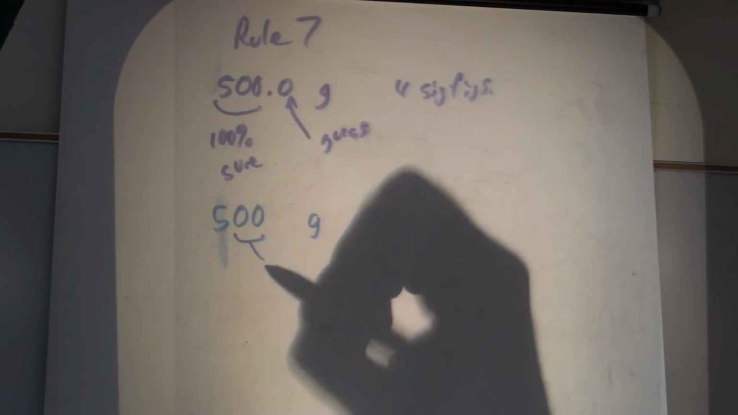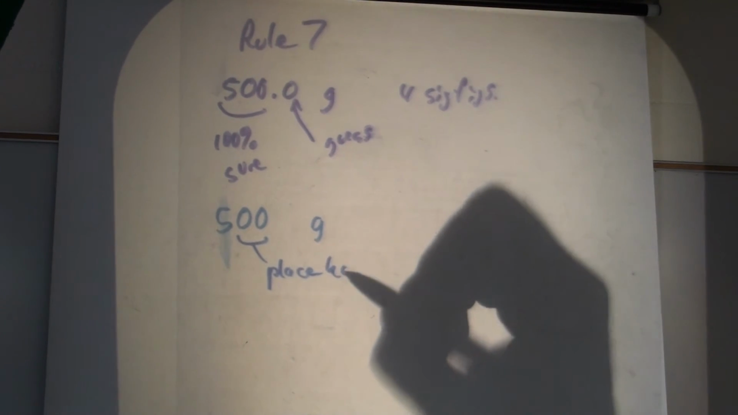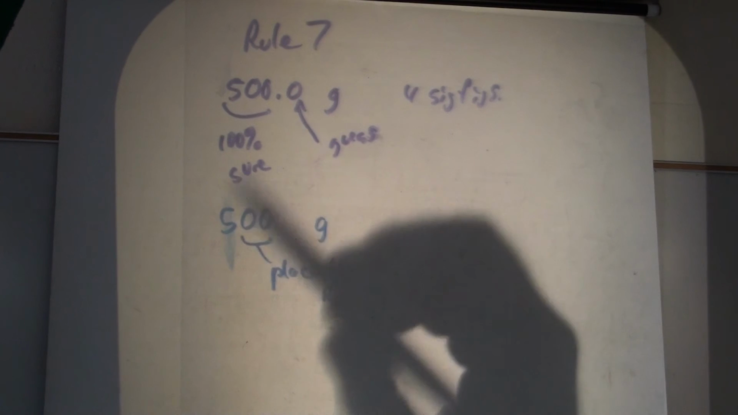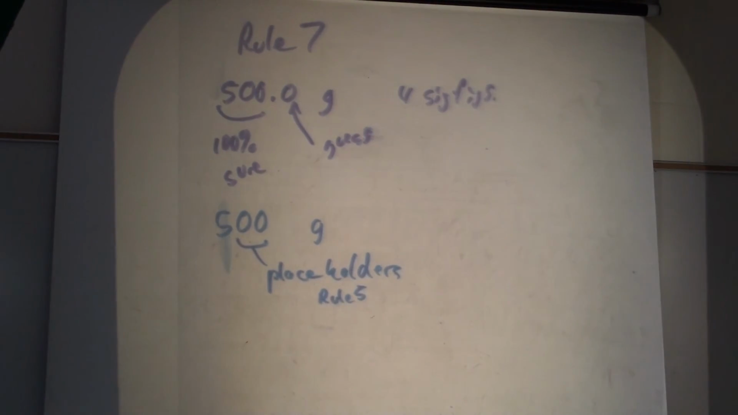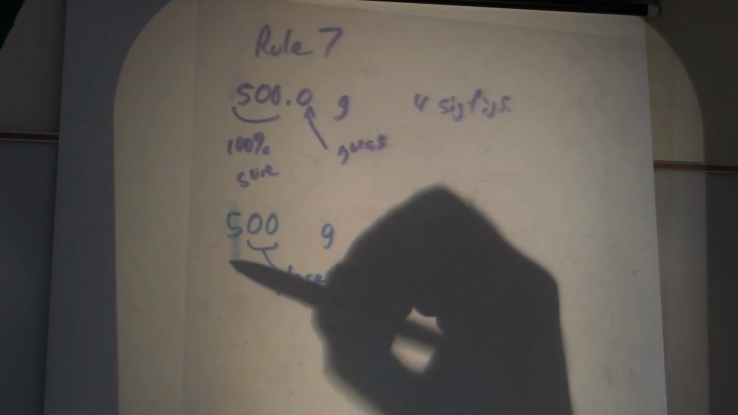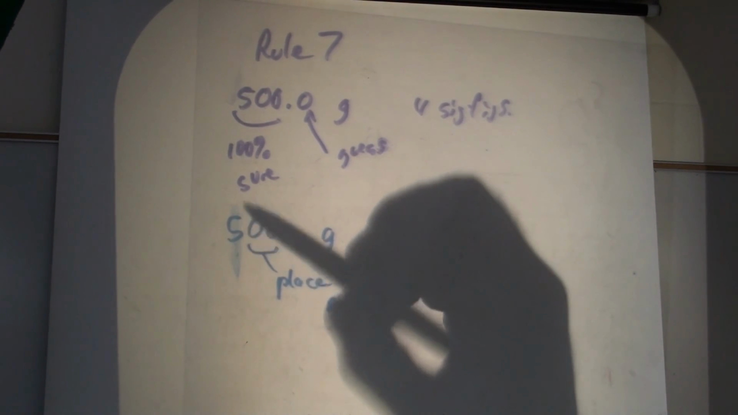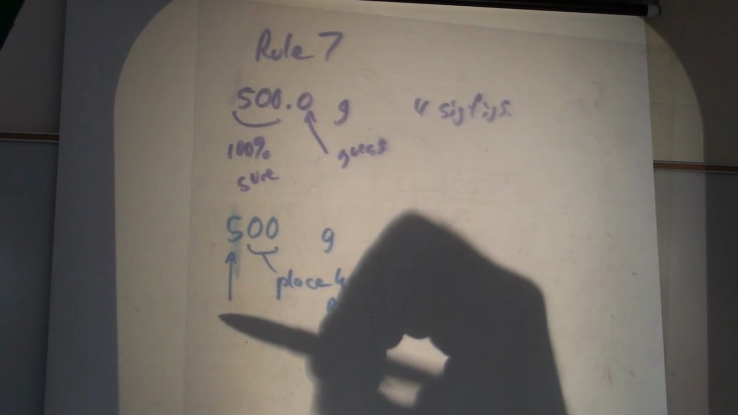These 2 zeros are placeholders. And all non-zeros are significant. That's rule 1. All non-zeros are significant. So the only sig fig is the 5, and the last sig fig is always the guess. So in this case, that's our guess.